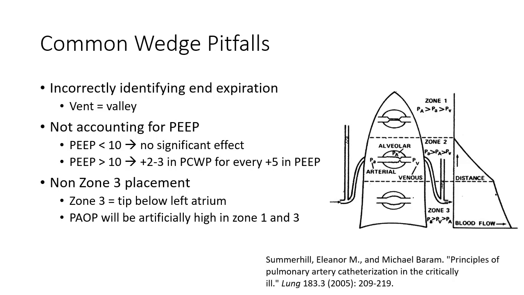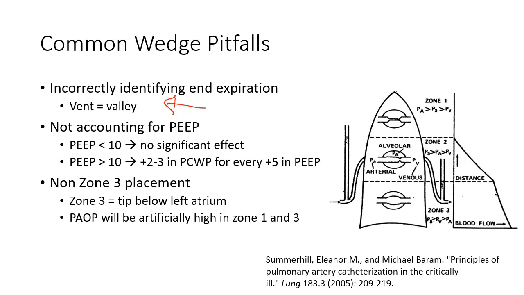So you may hear about West zones of the lung. Sorry, going out of order here. So we talked about when we measure the pulmonary artery wedge pressure, it's going to be when we are at end expiration, vent equals valley. Another pitfall is that we are not accounting for PEEP.